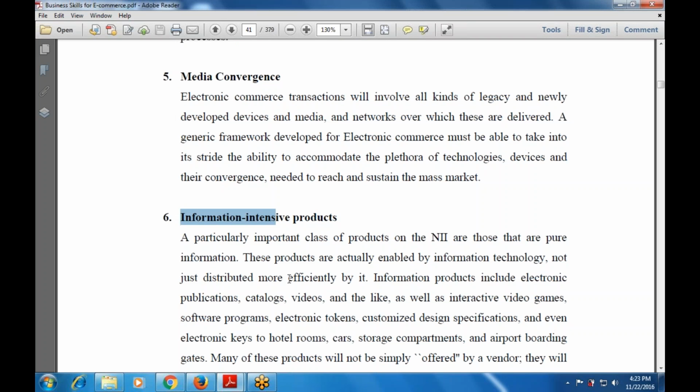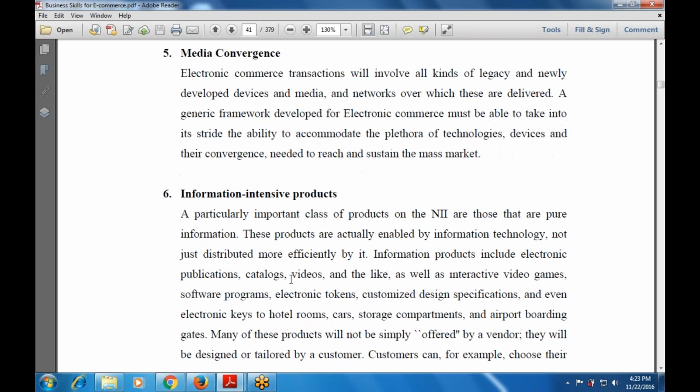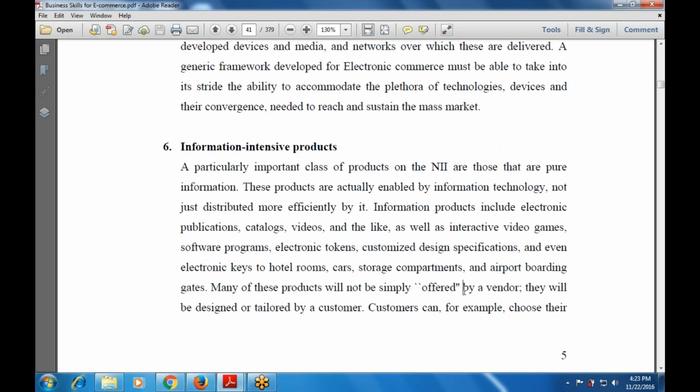The next is information intensive products. What are the various information intensive products that are used? A particularly important class of products on the NII are those that are pure information. These are the pure information products available with business intelligence. For example, when we talk about electronic commerce, we talk about electronic keys to hotel rooms, cars, storage compartments, and airport boarding gates.